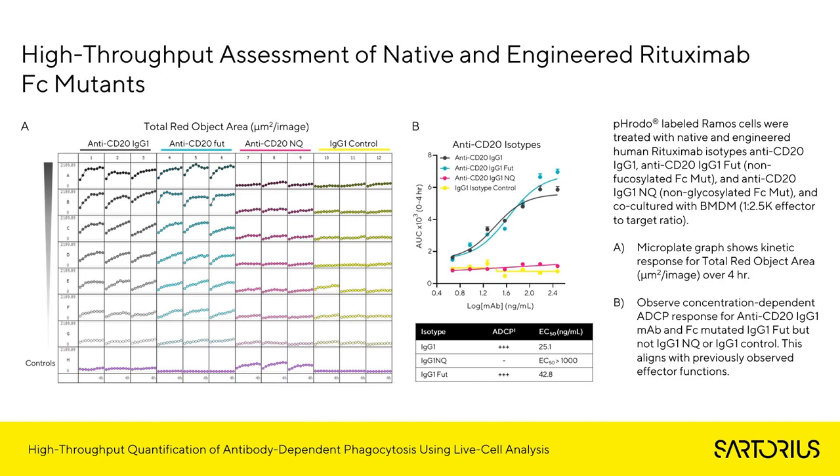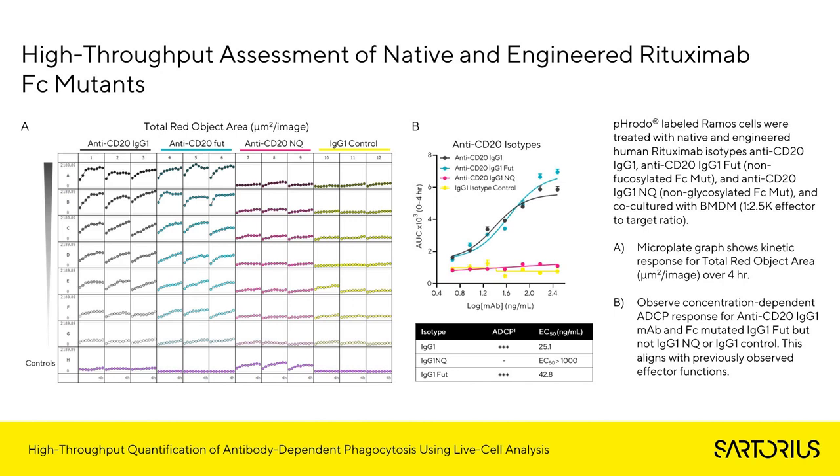Next, we investigated some native and engineered rituximab Fc mutants. Frodo-labeled Ramos cells were treated with native and engineered human rituximab isotypes: anti-CD20 IgG1, anti-CD20 IgG1 FUT, which is a non-fucosylated Fc mutant, and anti-CD20 IgG1 NQ, which is a non-glycosylated Fc mutant. And they were co-cultured with bone marrow-derived macrophages with a 1 to 2.5 K effector target ratio.